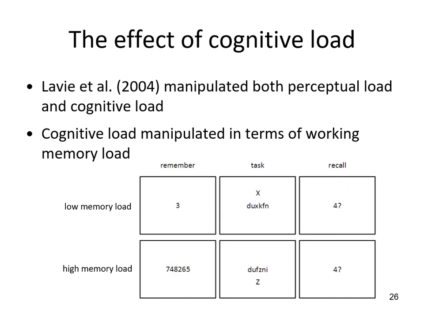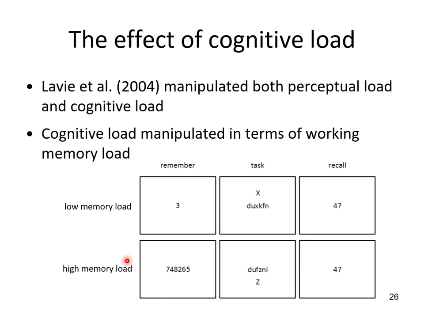So for the high memory load condition, what do you have? You have 6 numbers to remember. But you still do the same task, and then you see the test. In the test, you have to answer, among the numbers you tried to remember, is there a 4? So this is the manipulation of memory load.